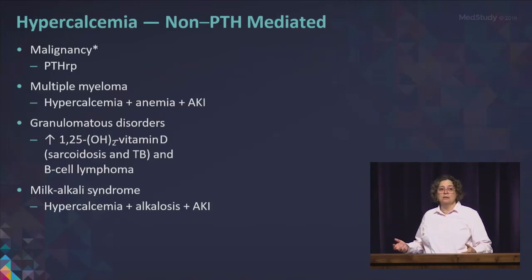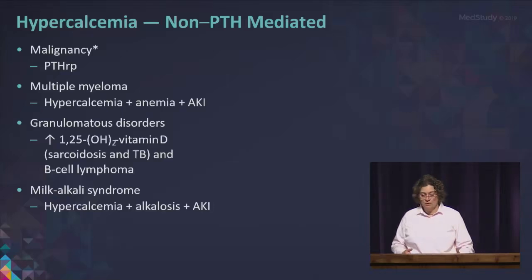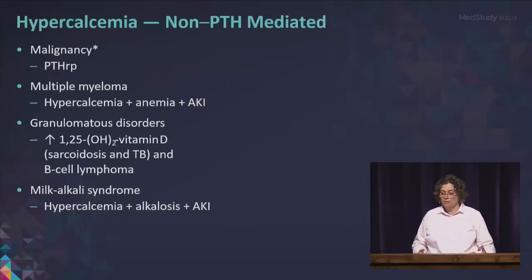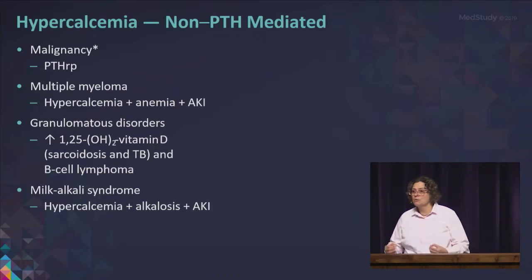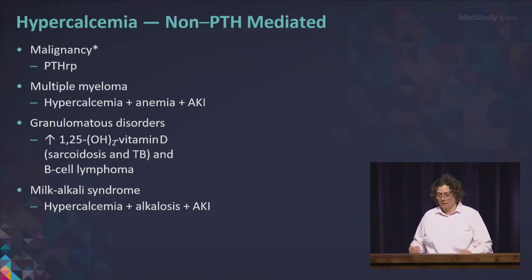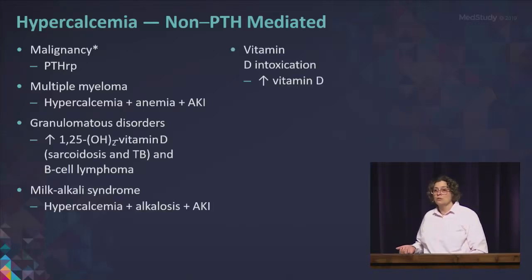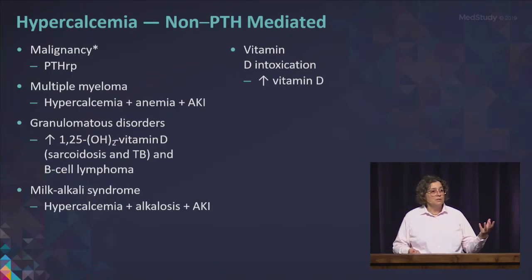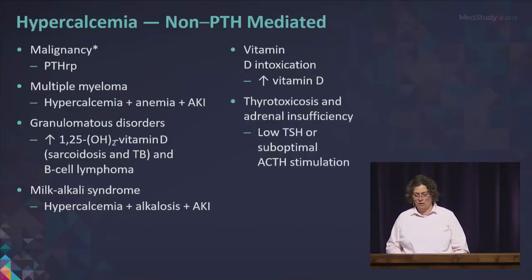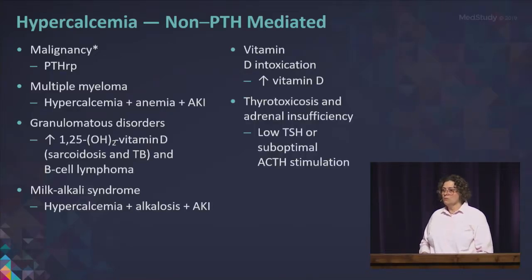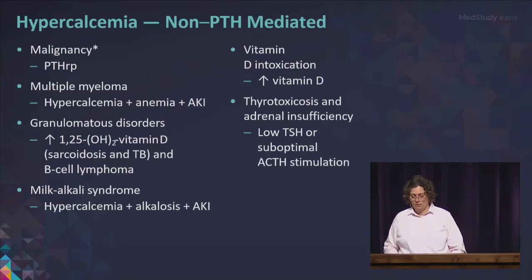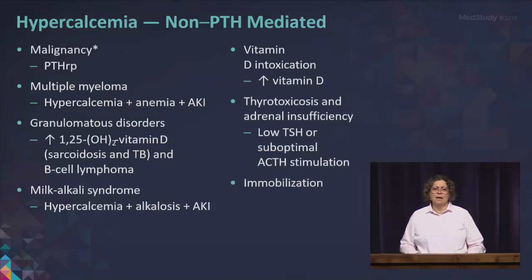You can have milk-alkali, which is the people popping Tums all day or taking huge amounts of calcium. The triad there you're thinking about is hypercalcemia, alkalosis, because it's milk-alkali, as well as acute kidney injury. Vitamin D intoxication, you can see it with 25 vitamin D, and you can see it with 1,25 vitamin D, where people can take too much of it and cause hypercalcemia. And then we're always thinking hyperthyroidism and adrenal insufficiency as less common causes, as well as immobilization.